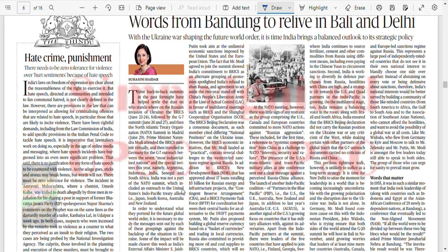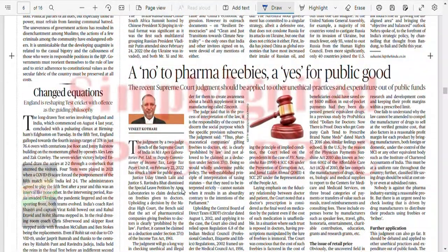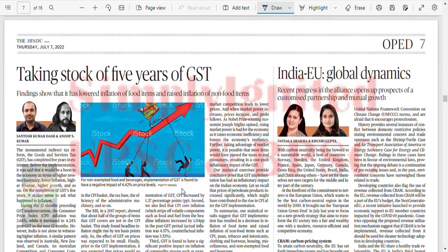Overheard sentiment because of hate speech. Okay. I don't think it is very important, but yes, no pharma freebies and yes to public courts. Taking stock of 5 years of GST, very important. Okay, we'll do this also.